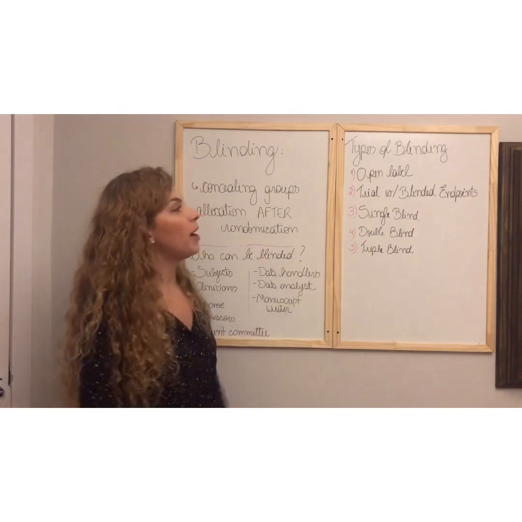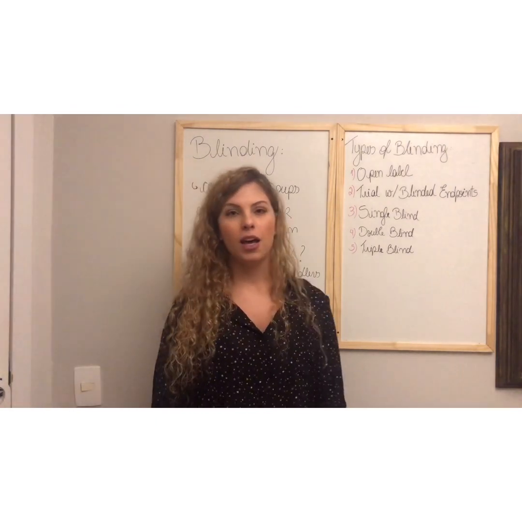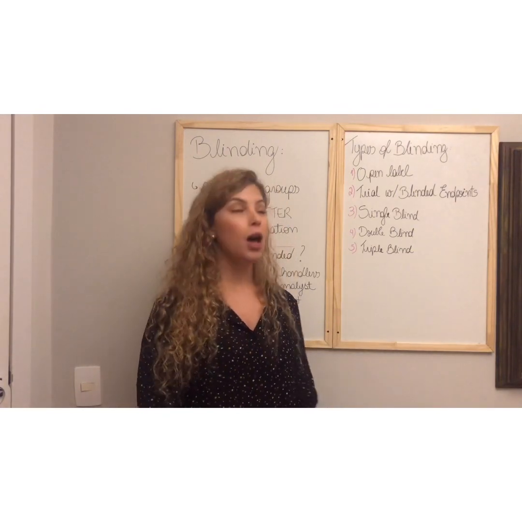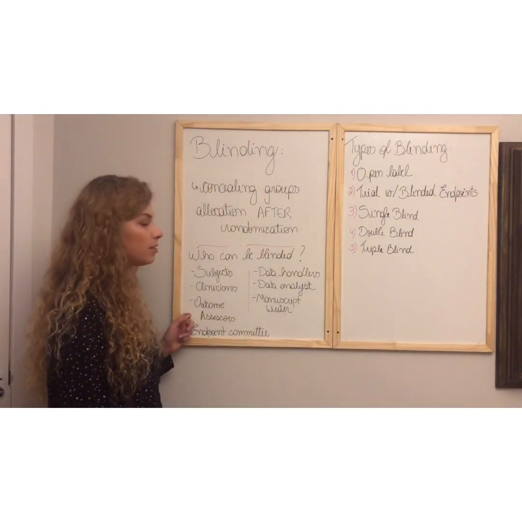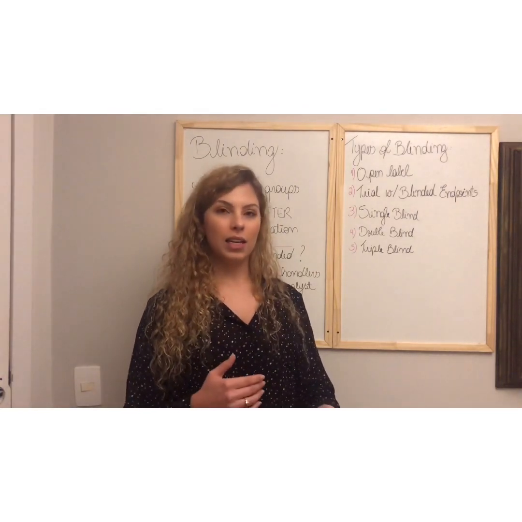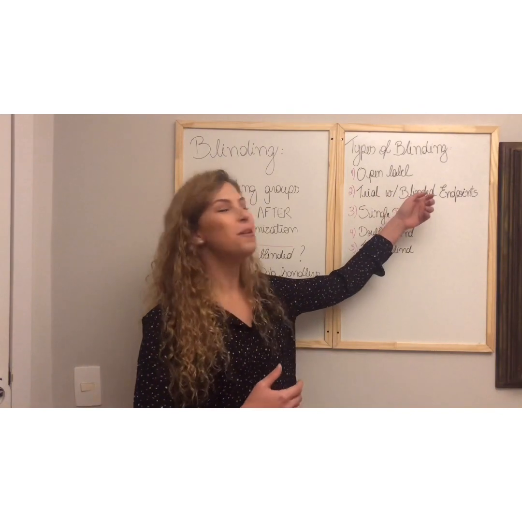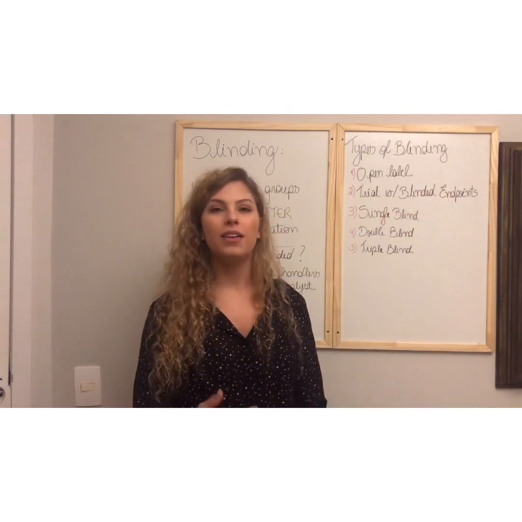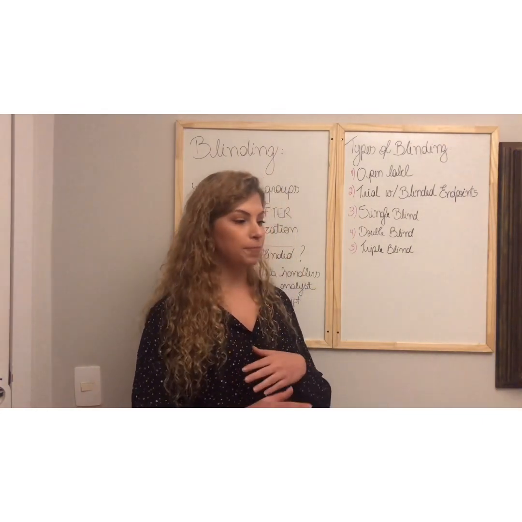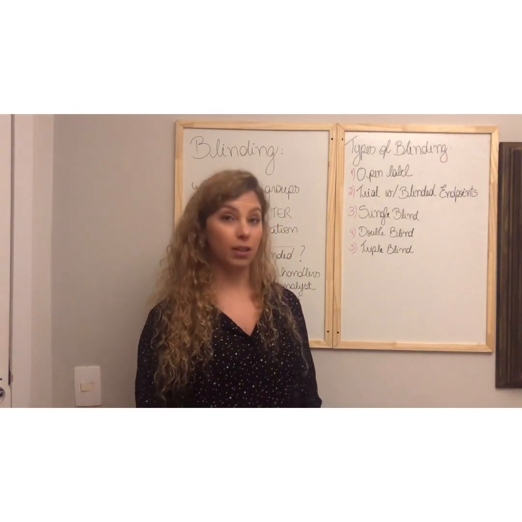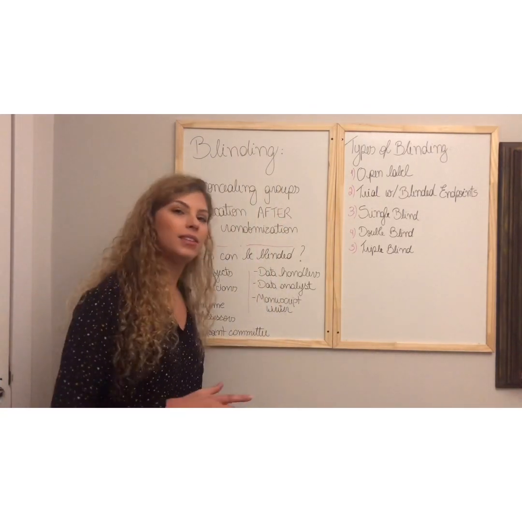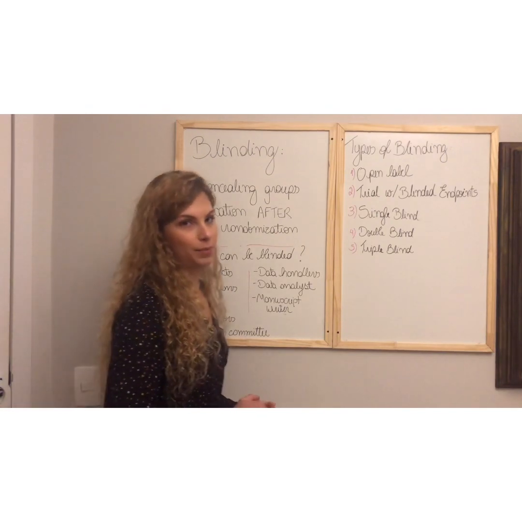Then we can have trials with blinded endpoints. In this kind of trials, subjects and clinicians are open label, but outcome assessors are blinded. So those people evaluate the outcomes, the endpoints, so they are blinded. They don't know which subject was in each group, right? They don't know the allocation. It prevents certain biases in interpreting data, right?